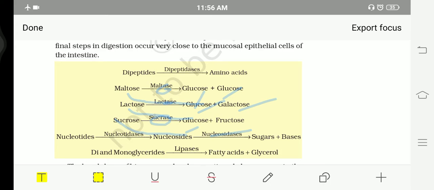Then the aminopeptidase converts the proteoses and peptones into tripeptides, dipeptides, and amino acids. Finally, the tripeptidase enzyme converts the tripeptides into amino acids. The dipeptidase enzyme converts the dipeptides into amino acids. So here, in the complete breakdown of proteins, the end product of the protein is nothing but the amino acids.